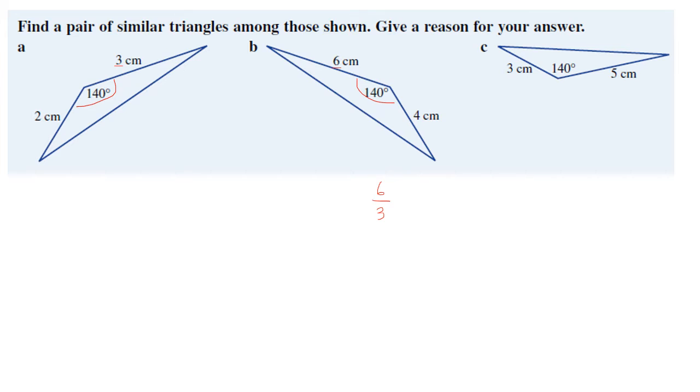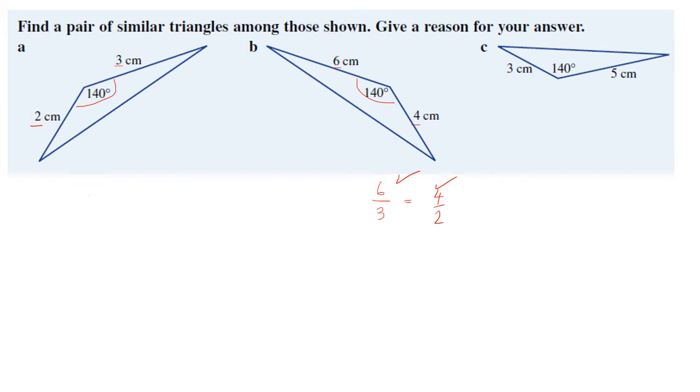Let's compare the two smaller sides. So 4 divided by 2. Does 6 divided by 3 equal 4 divided by 2? And it does. So the two sides are in proportion and the included angle is the same.